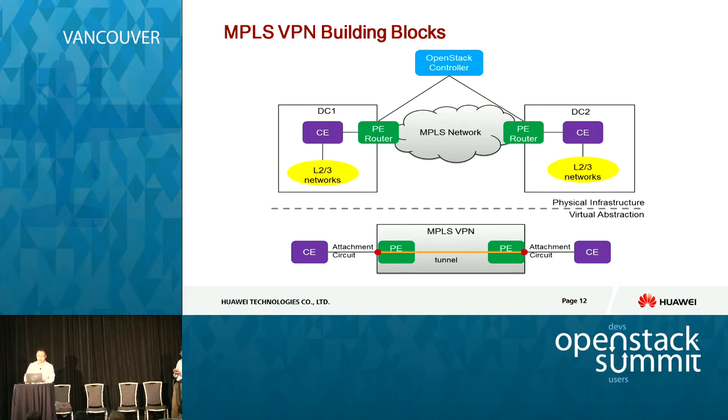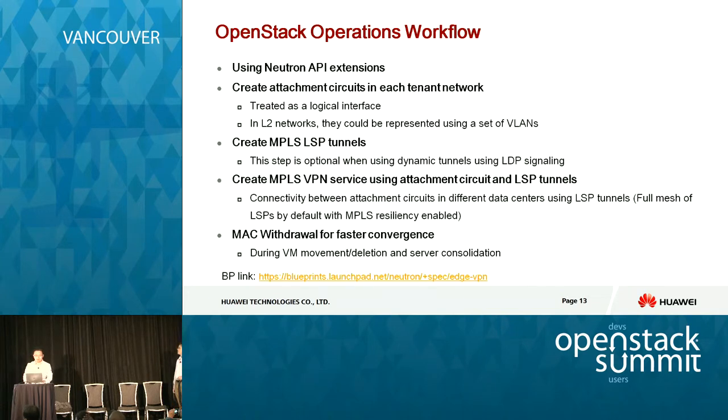Okay, abstractly, we can see the below virtual abstraction, where a VPN service can be divided into an attachment circuit and tunnel. Just these two parts. For the OpenStack operating workflow, we use Neutron API extensions. We can create an attachment circuit in each tenant network, and the attachment circuit will be treated as a logical interface. In the L2 networks, that could be represented as a set of VLANs or bridge domain.